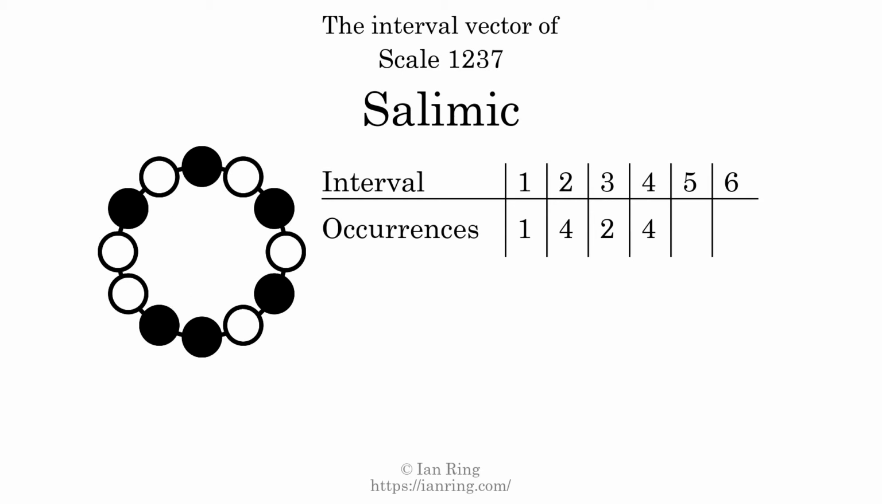There are 4 intervals with a size of 4 semitones. They are here, here, here, and here. There are 2 intervals with a size of 5 semitones. They are here and here. There are 2 intervals with a size of 6 semitones. They are here and here. Each interval does not appear in this scale a unique number of times, so this is not a deep scale.